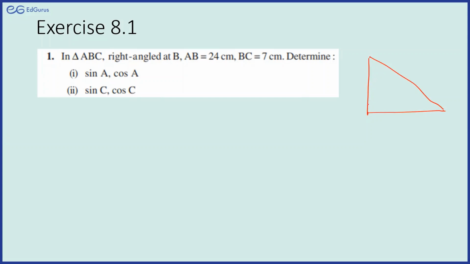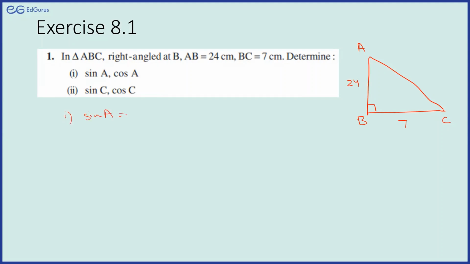Right angled at B. So this is my B. Let's assume this is A and this is C. So in triangle ABC, AB is 24 centimeters, BC is 7 centimeters. Determine sine of A.